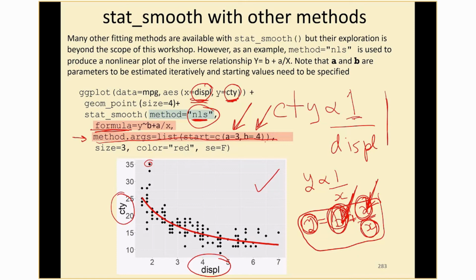And then after that, followed by a comma, are some additional settings that I use just to make this plot look nice. Again, the default geom for stat_smooth is a line, so I've set the size equal to 3, I've set the color equal to red, and then I've also used this se equals FALSE so I don't have that irritating little gray line.